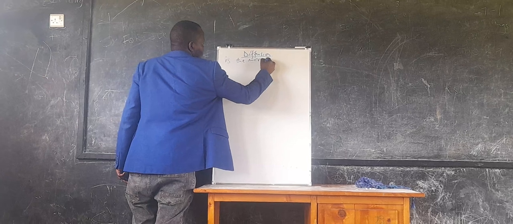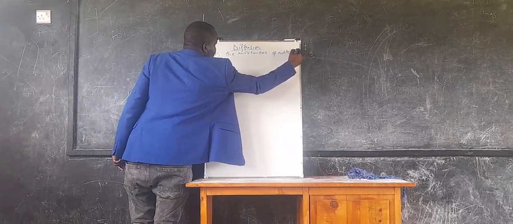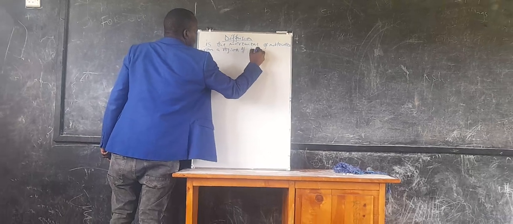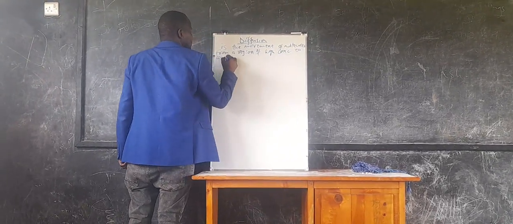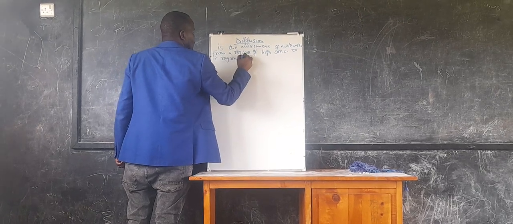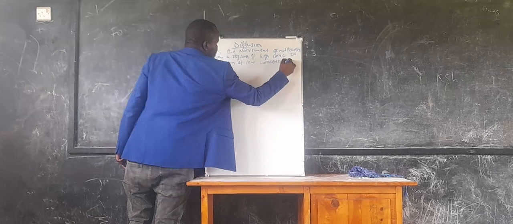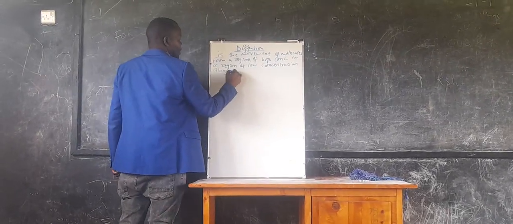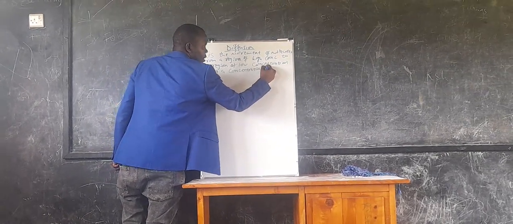Movement of what? Molecules. From where? From a region of what? High concentration to a region of what? Of low concentration. Along a concentration what? Gradient.